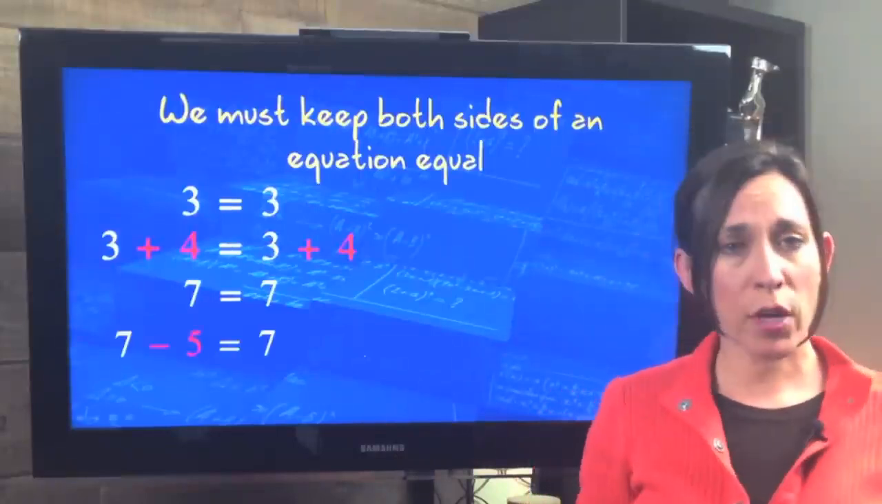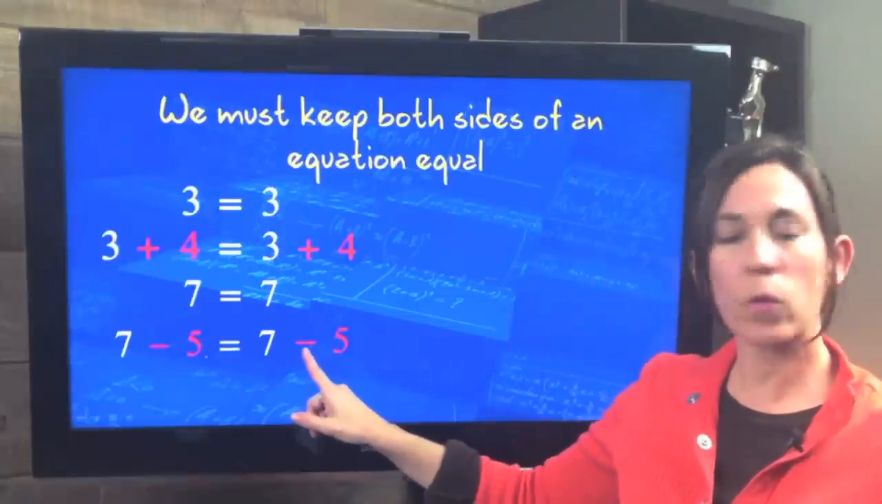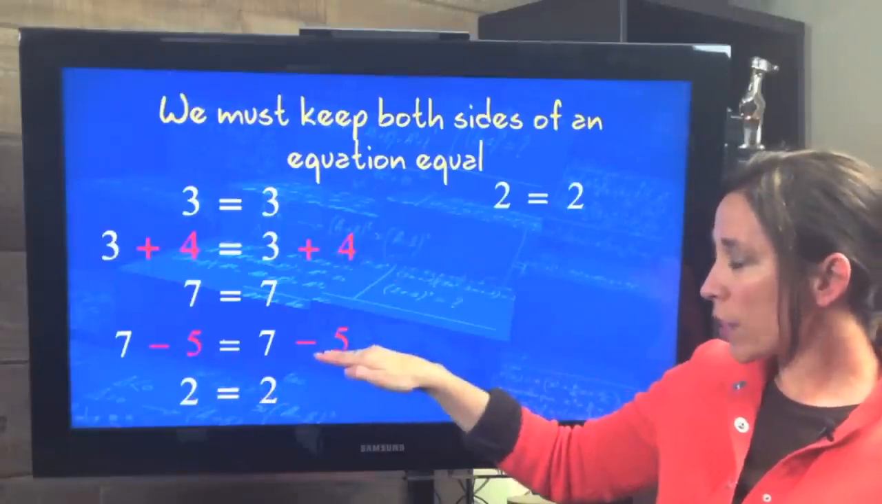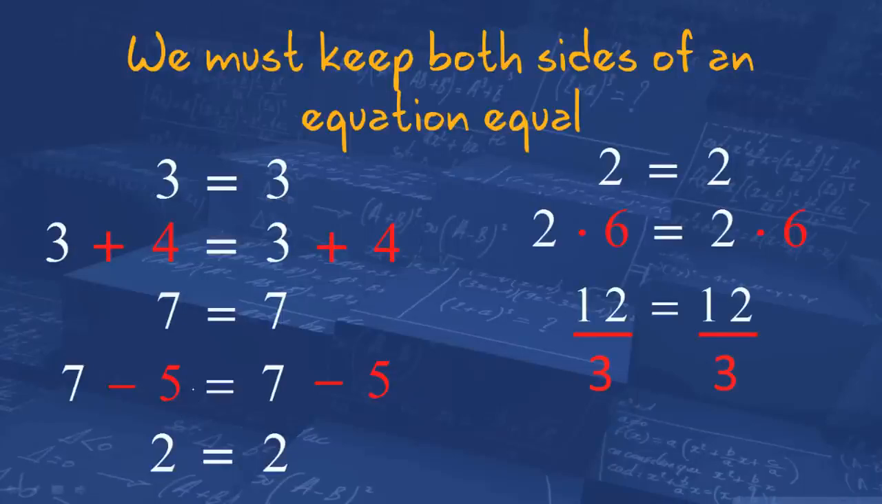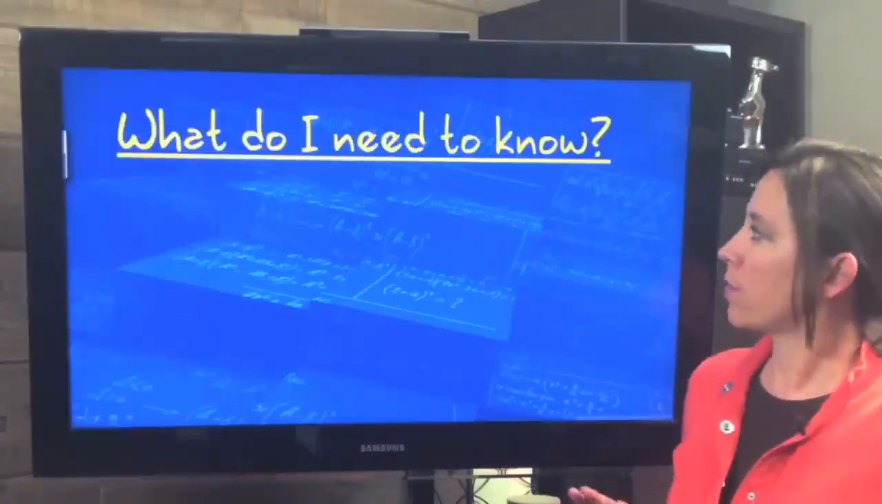It also works for subtraction. If you subtract 5 from the left, we also have to subtract 5 from the right, therefore it stays equal. And it works for addition and subtraction, but also for multiplication and division. If we multiply both sides by 6, we get 12 equals 12. Divide both sides by 3, we get 4 equals 4. So as long as we maintain the equality, we're safe.